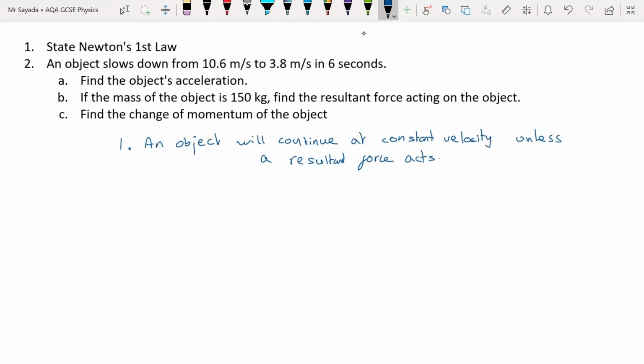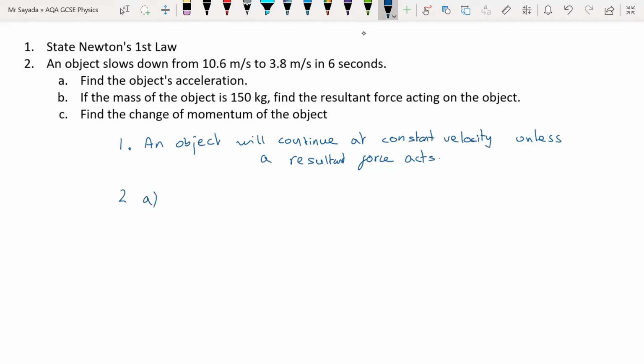So if a resultant force does act, what will that do to the object? Say your answer to the video. If a resultant force does act, that will make the object accelerate, which could mean change speed or change direction. Now, the next question just uses some equations that we've done previously.